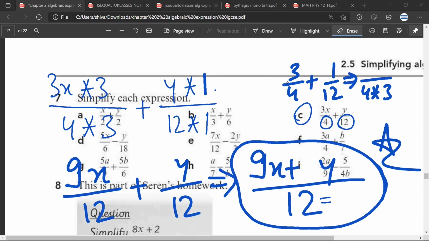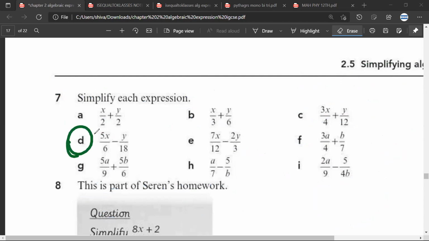So the same method we are doing when we are doing simple addition also. So this would be 4 into 3 and 3 into 3 plus 12 into 1. So this will be 9 plus 1 upon 12. Satya, have you understood? Yes, sir. Okay. Sarthak, how should I do this B part?